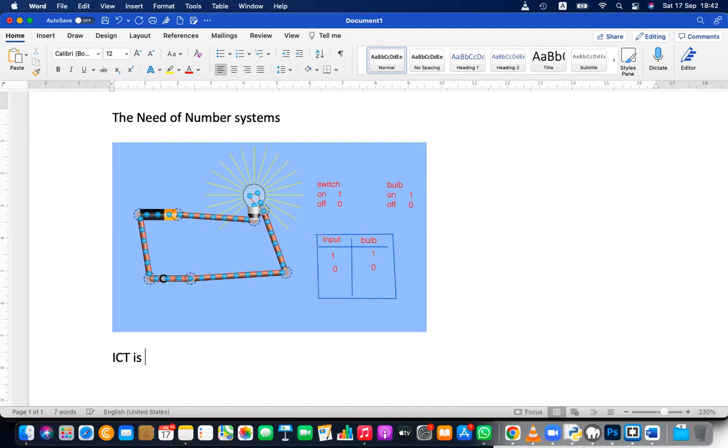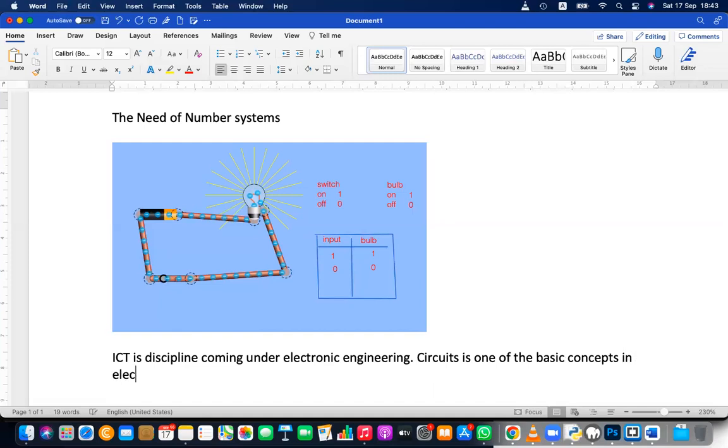ICT is a discipline coming under electronic engineering. Circuits are one of the basic concepts in electronic engineering.